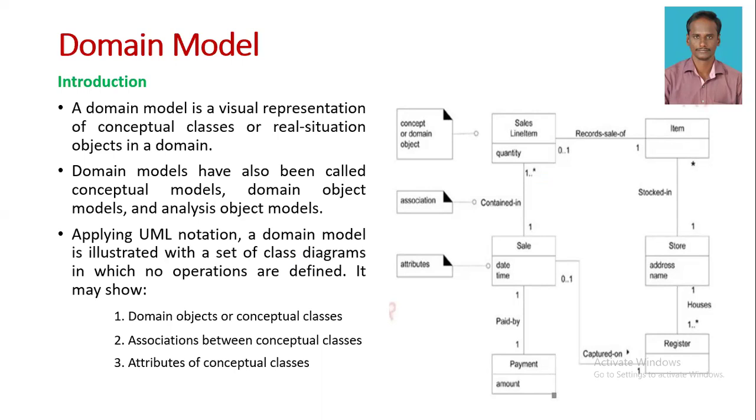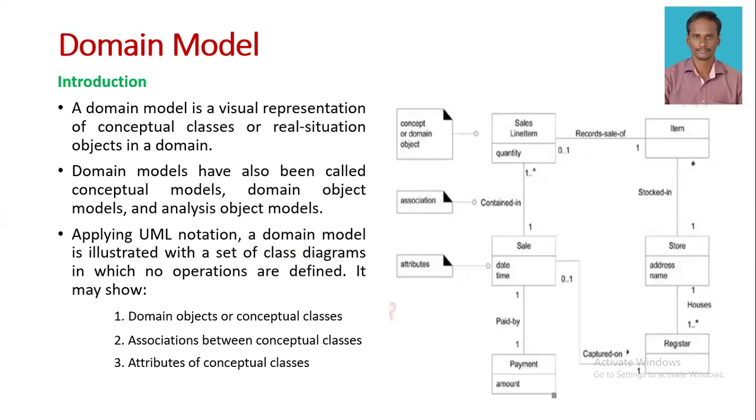Every class has associations, and there is a relationship between two classes also. For example, if you consider sale line item and item, the sale line item records the sale of an item. The association is "records sale of", and the relationship between those two classes is 1 to 1 or 0 to 1, which is numbered between the two classes. Some classes have attributes and some classes may not have attributes, but every class has an association.